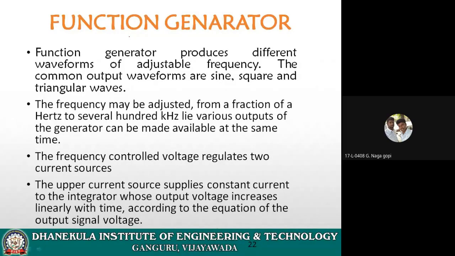Function generator produces different waveforms of adjustable frequency. The common output waveforms are sine, square, and triangular waves. The frequency may be adjusted from a fraction of a hertz to several hundred kilohertz, and various outputs of the generator can be made available at the same time. The frequency controlled voltage regulates two current sources. The upper current source supplies constant current to the integrator, whose output voltage increases linearly with time, according to the equation of the output signal voltage.